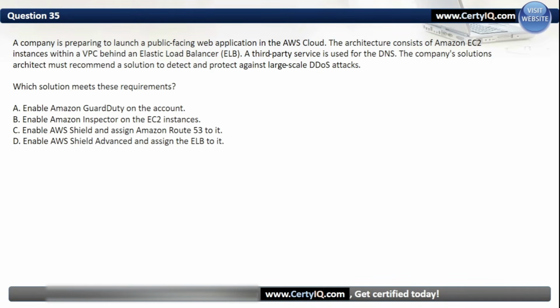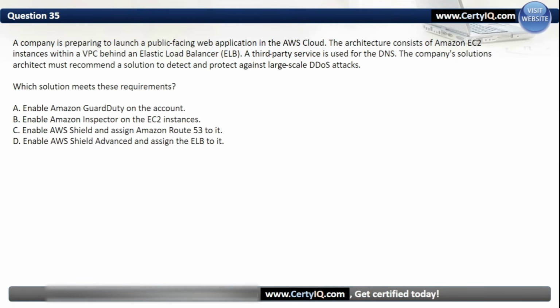Our options are A. Enable Amazon GuardDuty on the account. B. Enable Amazon Inspector on the EC2 instances. C. Enable AWS Shield and assign Amazon Route 53 to it. Or D. Enable AWS Shield Advanced and assign the ELB to it.